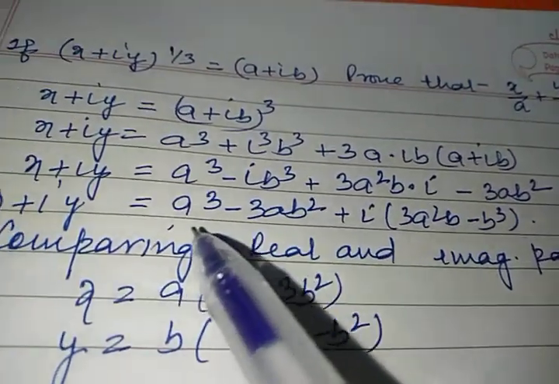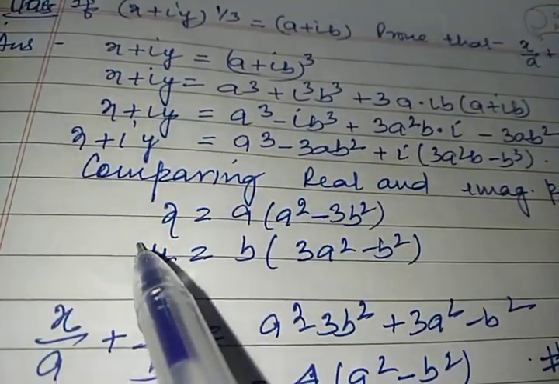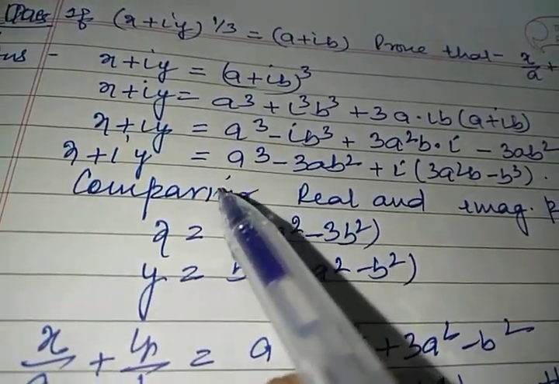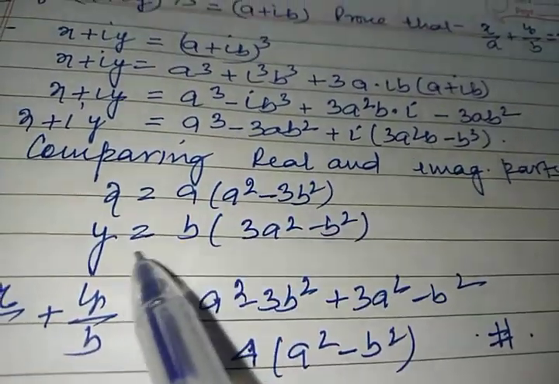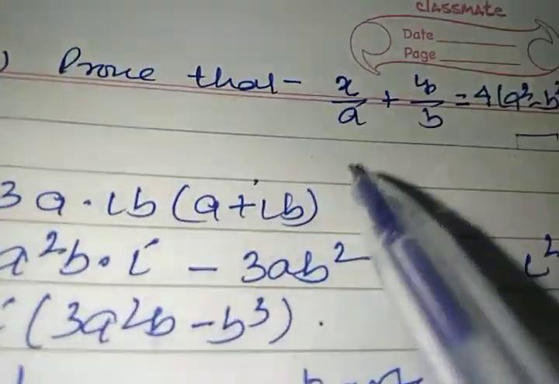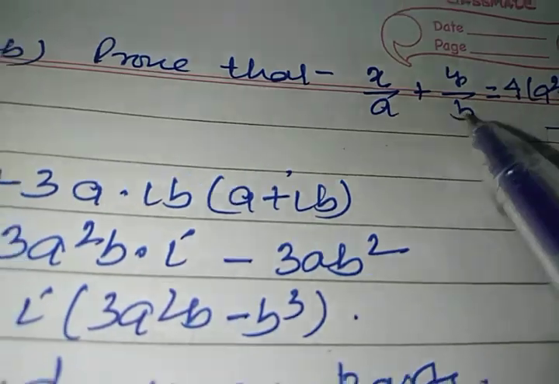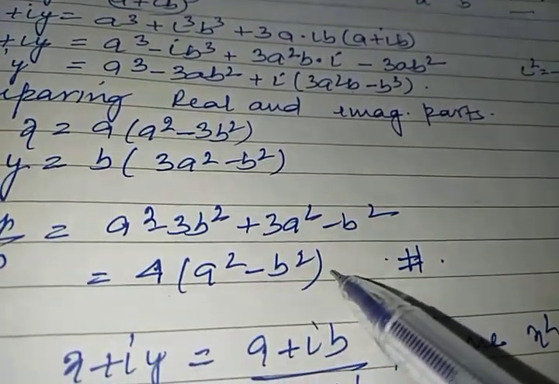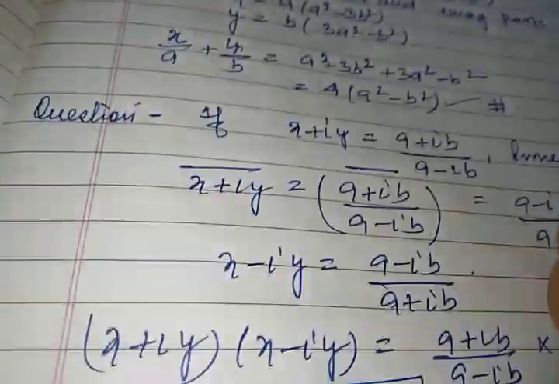Okay. Now comparing the real and imaginary parts. These are two complex numbers, and they are equal. So comparing real and imaginary parts, x is equal to this, y is equal to this. Now since we want to get the value of x upon a plus y upon b, so this is x upon a plus y upon b. So this is equal to this one.